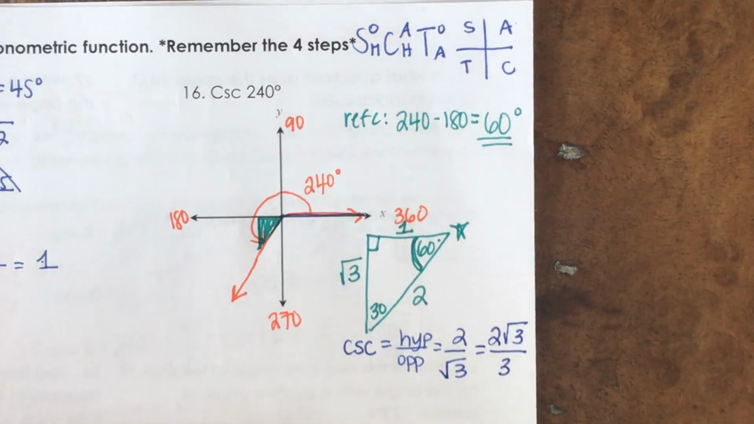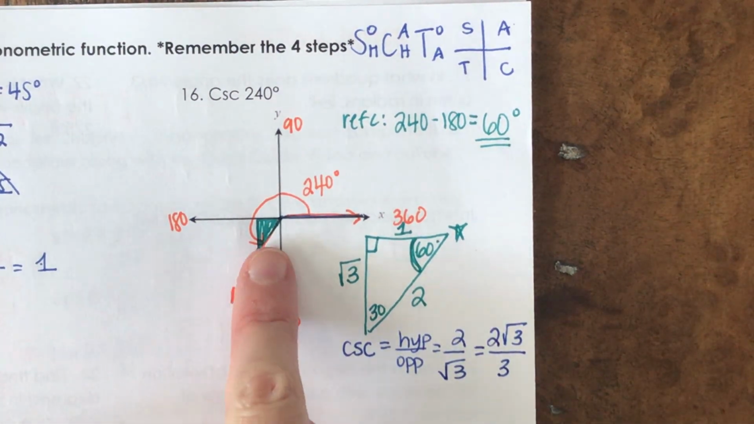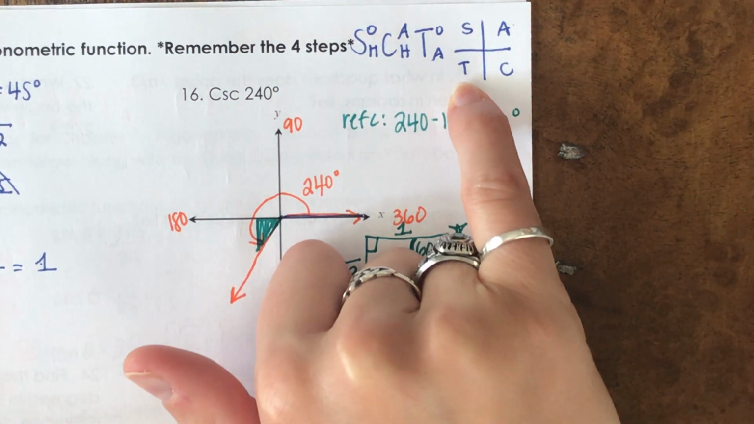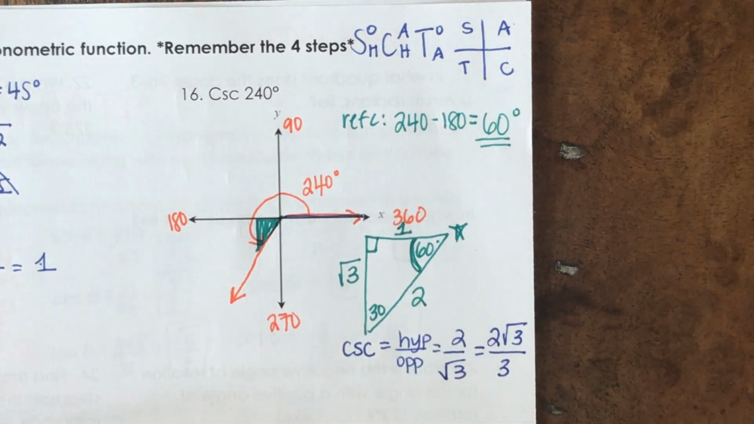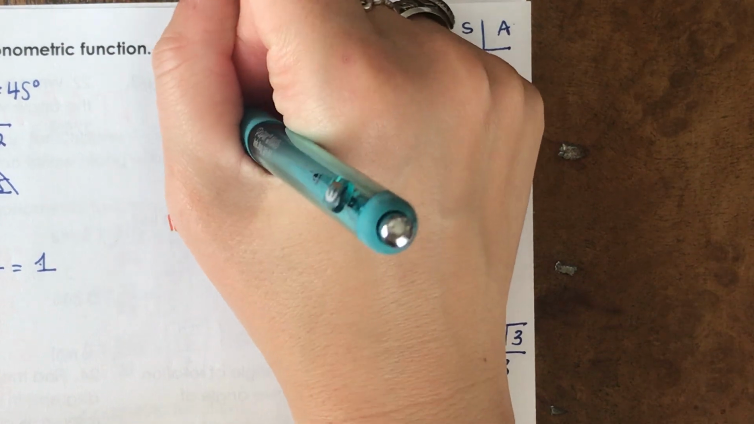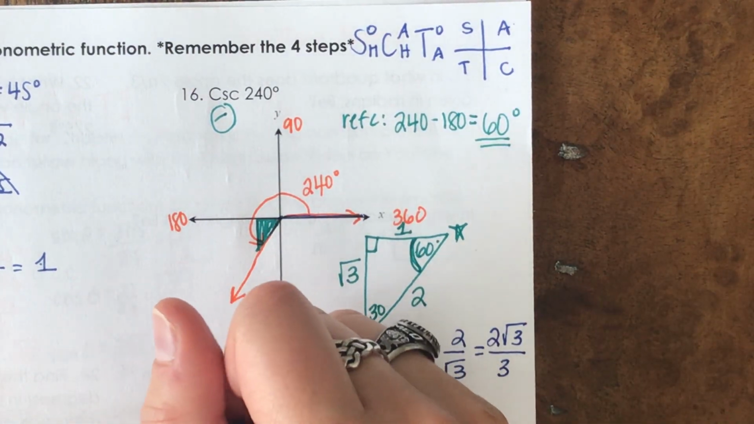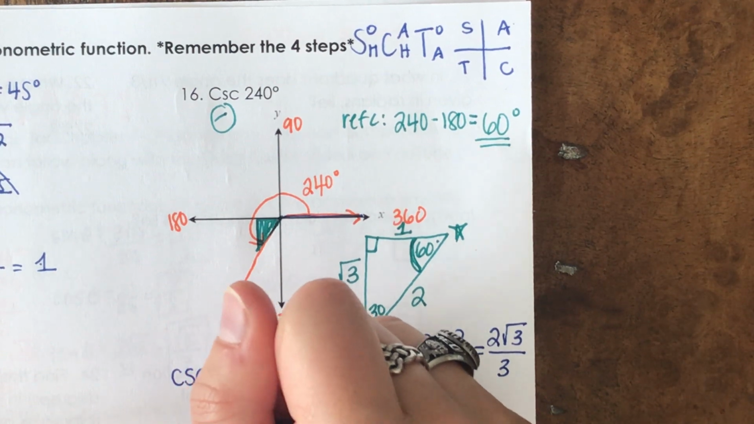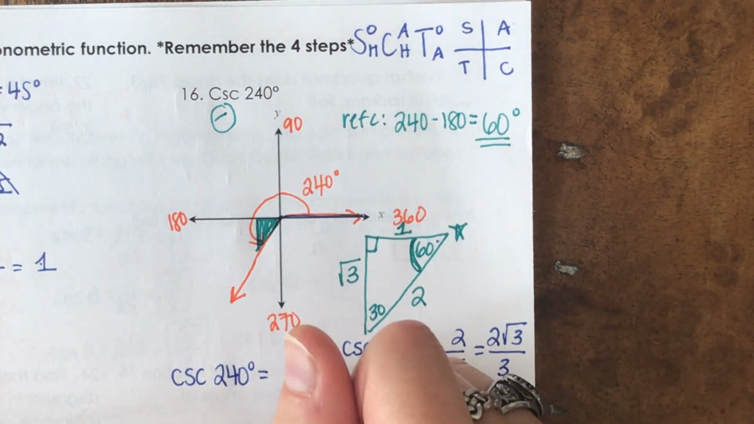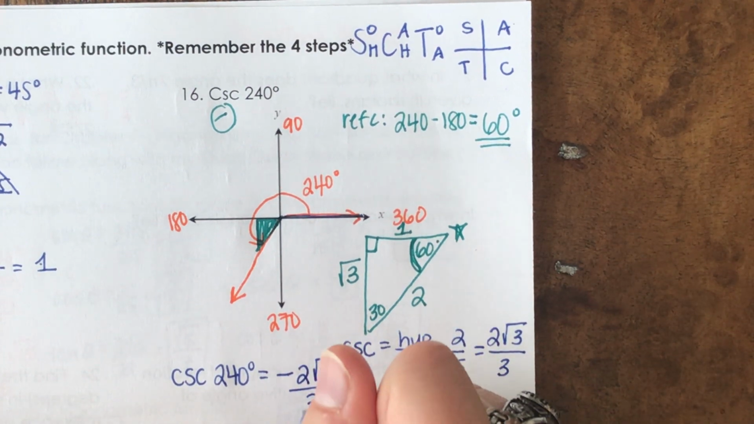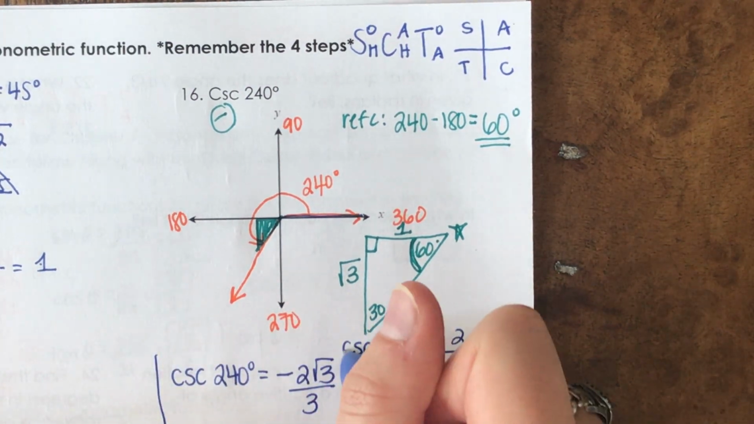Last step is to see if it's positive or negative. I am in the third quadrant. The only thing positive in the third quadrant is the tangent and its reciprocal, so my answer is going to be a negative. So my final answer is cosecant of 240 degrees equals a negative 2 radical 3 over 3.